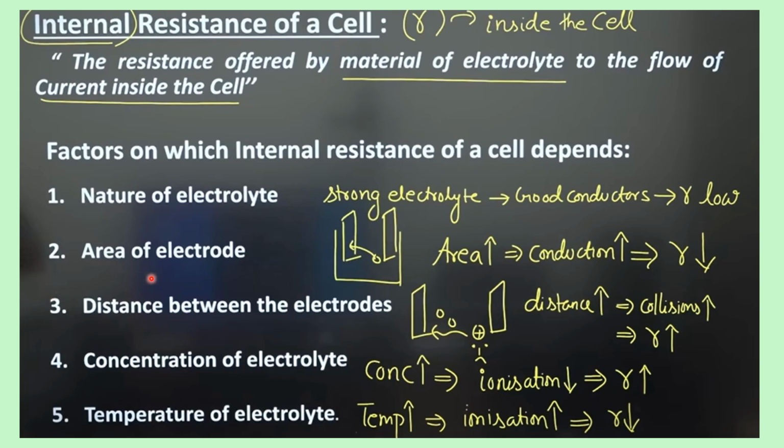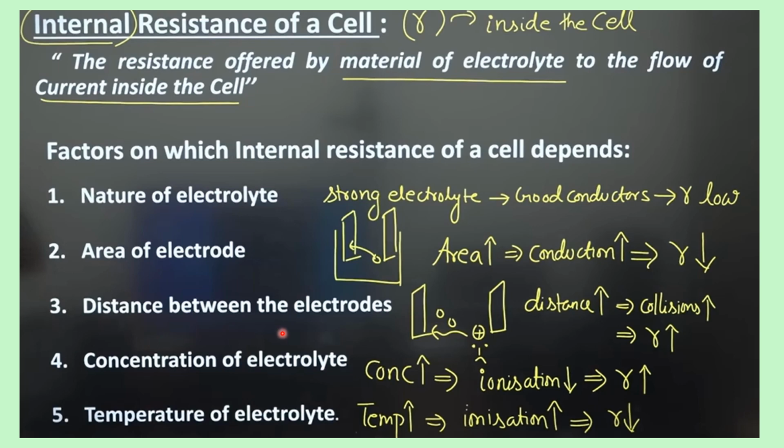The next one, area of electrodes. Here consider two electrodes. If the area increases, then the ions can easily get deposited on the electrodes. You know in an electrolyte ionization takes place, then after ionization the ions get deposited on the respective electrodes. If the area is more, the ions get deposited easily. Then resistance will be less, opposing force will be less when area is more.